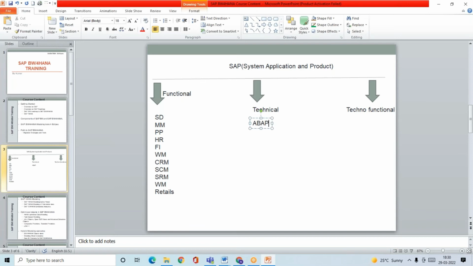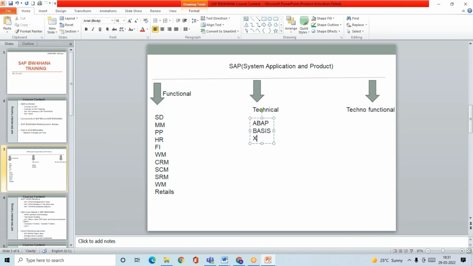You have ABAP. ABAP is nothing but a programming language. Then you have BASIS. BASIS is your networking person who maintains the installation of your software and maintains the security. BASIS is the person who will be doing that.